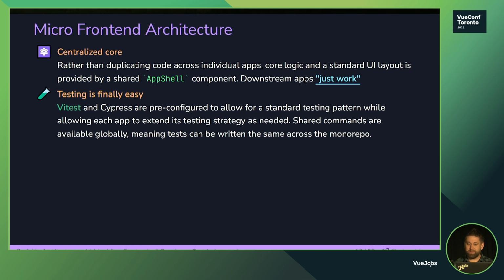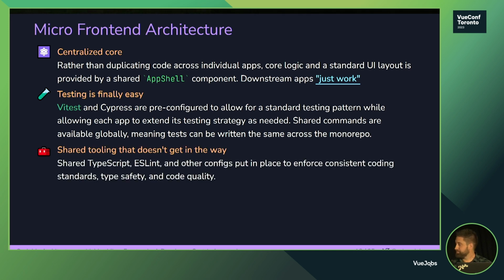So testing is finally easy, right? At Kong, we use Vitest for unit tests and some component tests, and then we use Cypress for all of our end-to-end and also some of our component tests. But in the monorepo, both testing frameworks have a base configuration, so it's essentially standardized across the repo. And then it allows each app to extend that testing strategy as needed. You can share things like shared commands or different stubs or interceptors or whatever you need, and then extend that if your app needs something more specific.